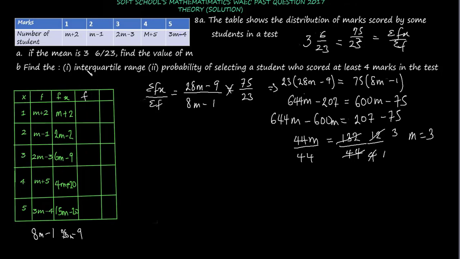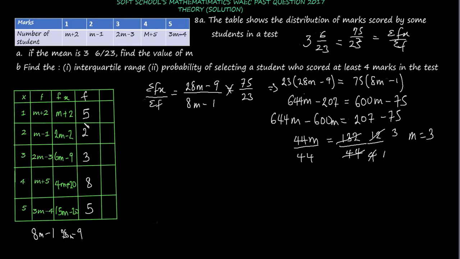Now we are going to have our f. We're going to write it out again, using 3. 3 plus 2, that is 5. m minus 1, 3 minus 1, that is 2. 2m, that is 6. 6 minus 3, that is what? 3. m plus 5, that is what? 8. And 3m minus 4. So 3m is 9, minus 4 is what? 5.